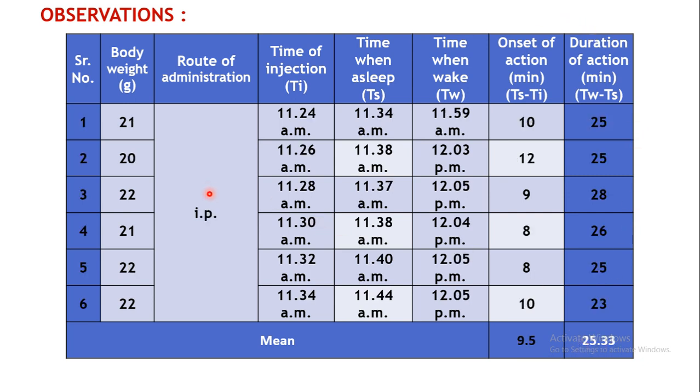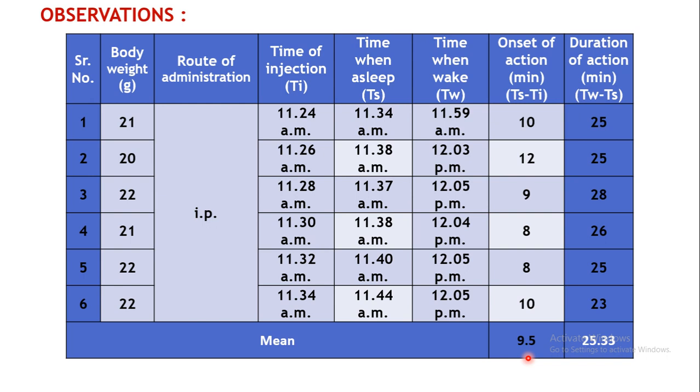The next route which we have used is the intraperitoneal. Again, in the same way, we calculated the onset of action. Here the onset of action is less as compared to the oral route. In intraperitoneal injections, the drug is placed in the vicinity of the blood vessels, so it takes a little bit of time to show its action.